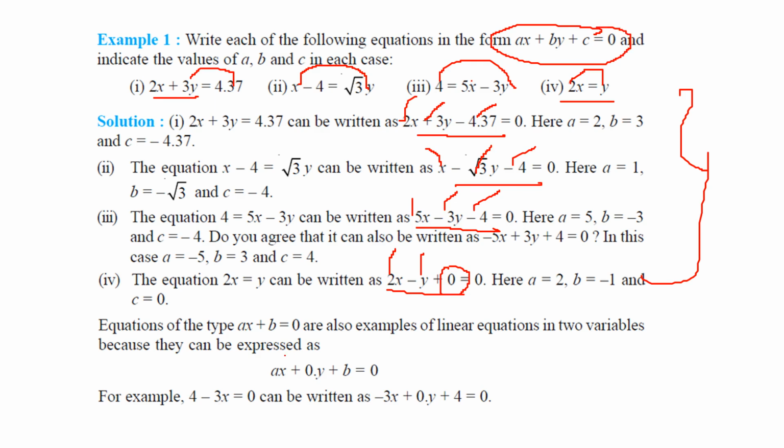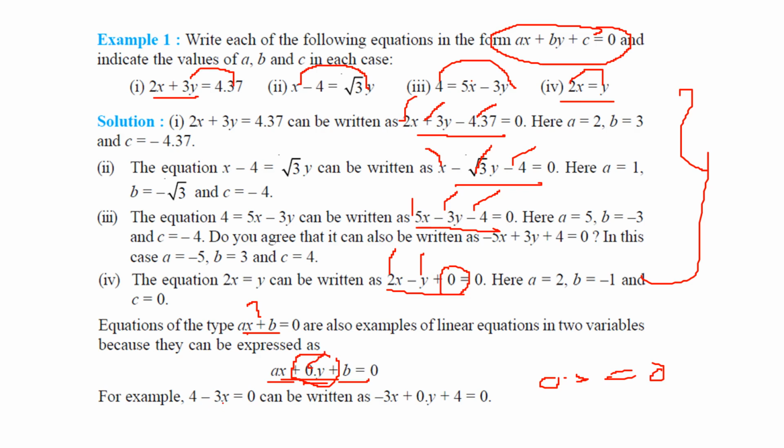Now the equation of type ax plus b equal to 0, this is also a linear equation in two variables. How? Because y is not there, but if you put 0 in front of y, that is 0 into y, equal to 0. So you can always add 0. So ax plus b, but you can add 0 into y, which is always 0. But this is the form of ax plus by plus c, where b equal to 0.